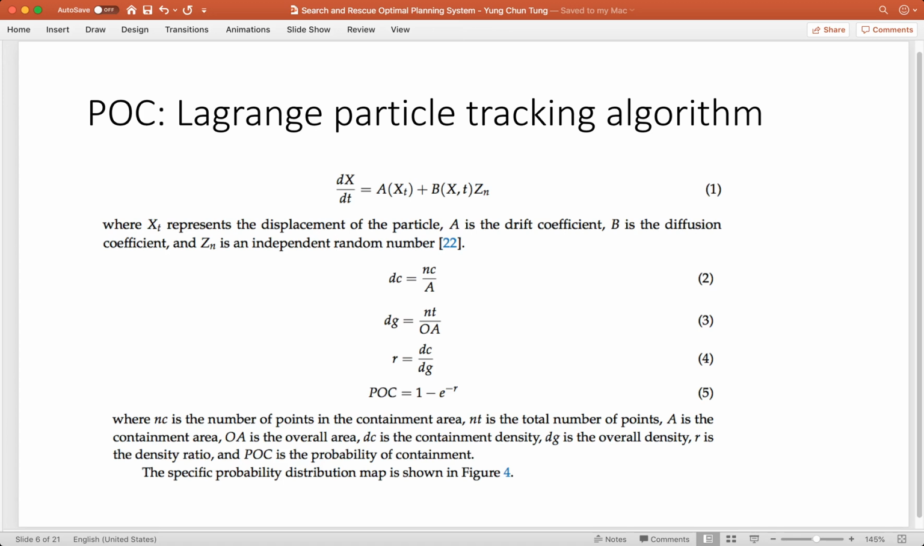And A is the function that describes wind and the current conditions, which can be time dependent and also position dependent. And based on these particles, we will define the area into grids, and then we count the number of particles that fall into each grid, and then we have our probability of containment.